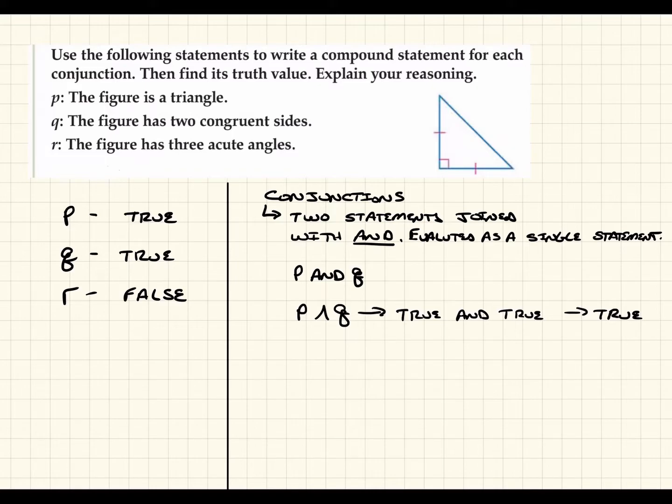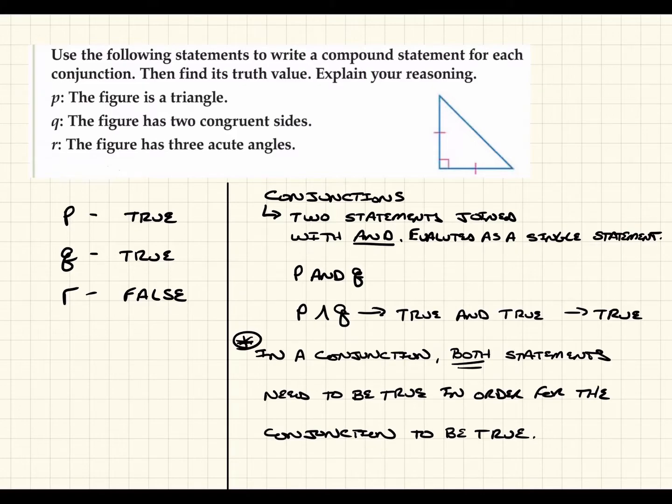We determined that statement P is true, and we determined that statement Q is true. So that means the conjunction, the statement "the figure is a triangle and the figure has two congruent sides," is also true. It has to be true. If both halves are true, then the entire statement is true. The important thing to remember with a conjunction is that both halves have to be true in order for the entire conjunction to be true.